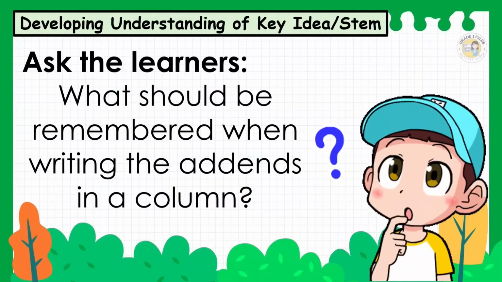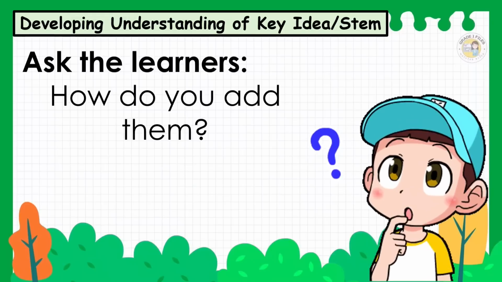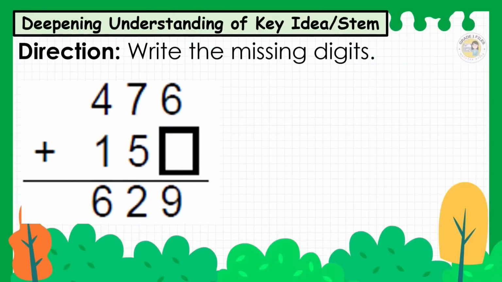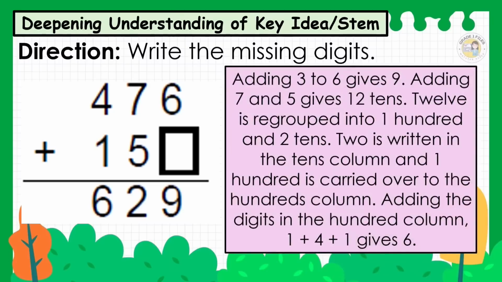What should be remembered when writing the addends in a column? How do you add them? Now, write the missing digits. Adding 3 to 6 gives 9. Adding 7 and 5 gives 12 tens. 12 is regrouped into 100 and 2 tens. 2 is written in the tens column and 100 is carried over to the hundreds column. Adding the digits in the hundred column, 1 plus 4 plus 1 gives 6.